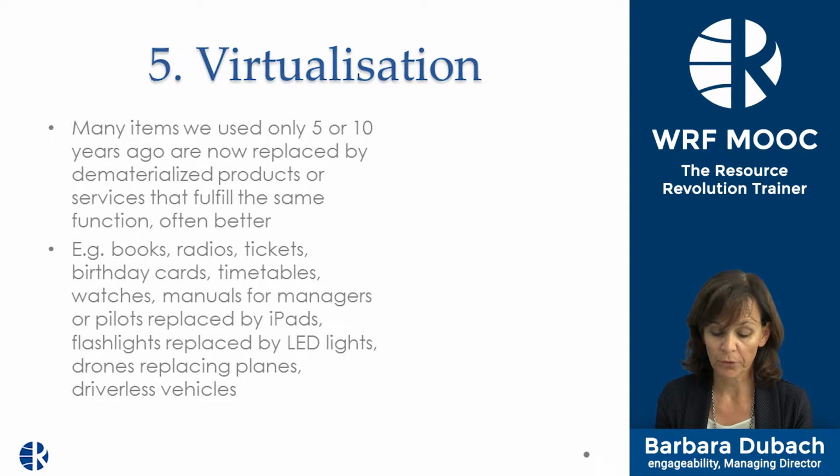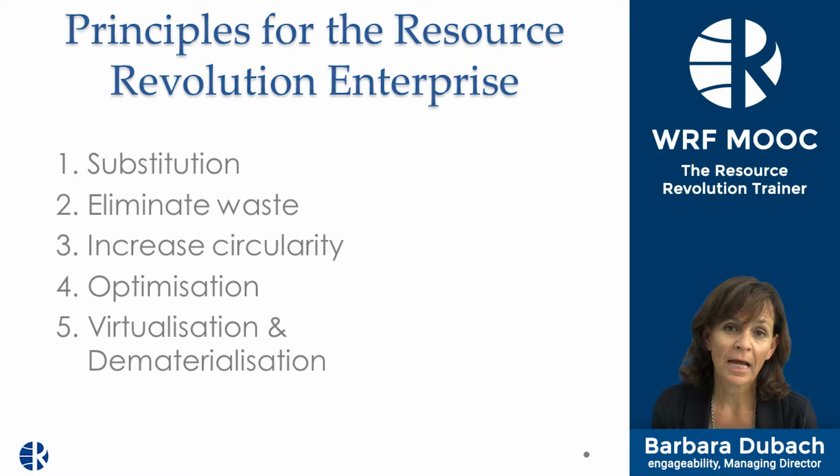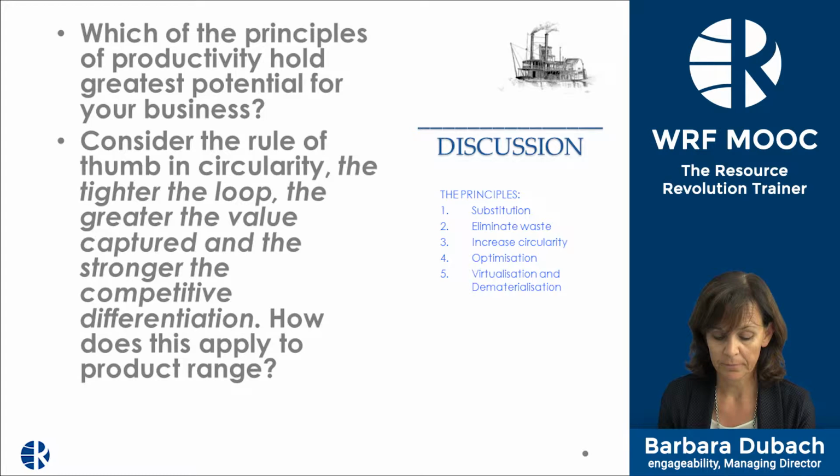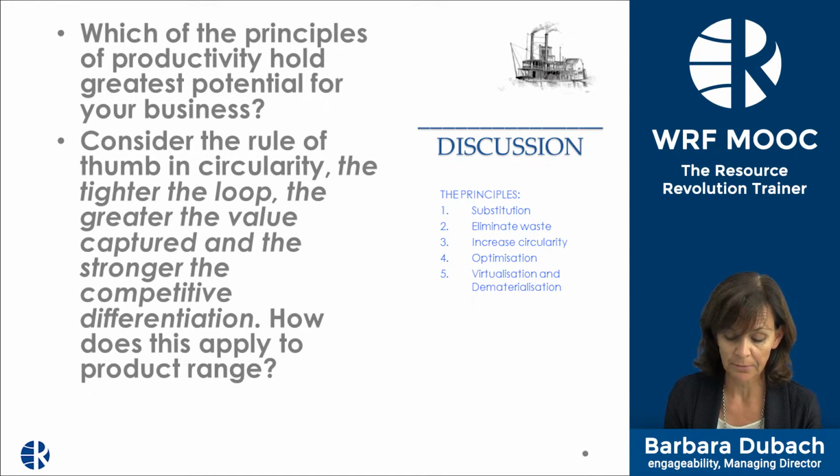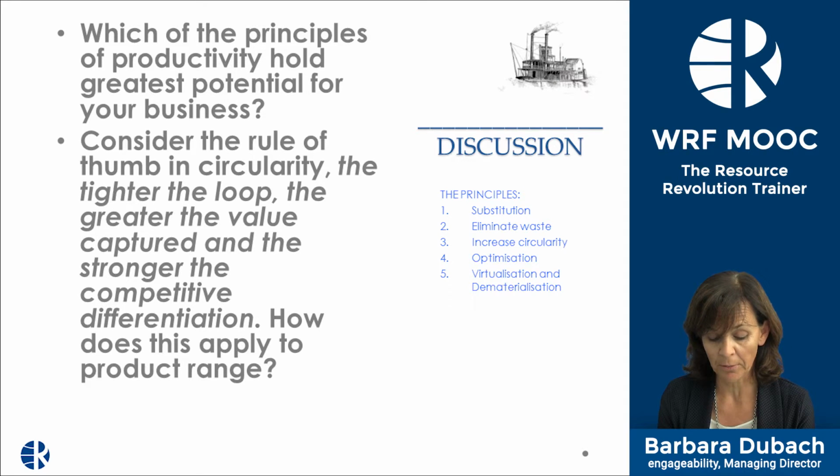Looking at these 5 principles of productivity and the examples highlighted, let's turn to you and ask yourselves which of these principles are most relevant for your company or most promising for your business. How does the rule of thumb in circularity, which says that the tighter the loop, the greater the value captured and the stronger the competitive differentiation, apply to products offered by your business? Are you using system optimization and design for recycling approaches? And have you discussed this with your research and development departments or even that of your suppliers?